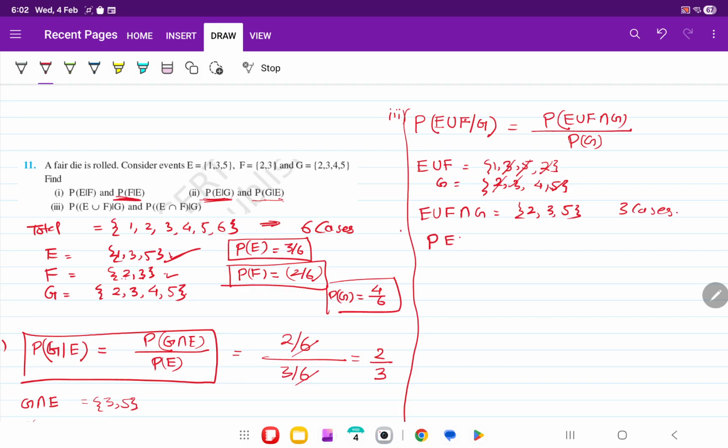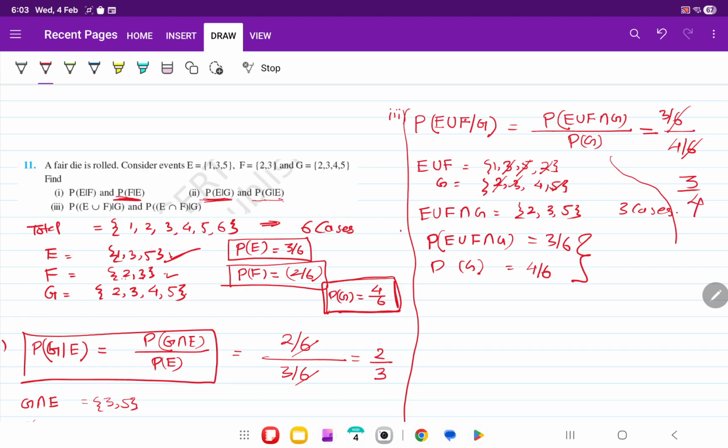So what will be the probability of E union F intersection G? Total probability, P means probability, will be 3 by 6. And what is PG? PG we calculated already, 4 by 6. Let me put these two values here. So 3 by 6, 4 by 6. Correct? So how much is the answer? 6 and 6 cancel. So answer will be 3 by 4.